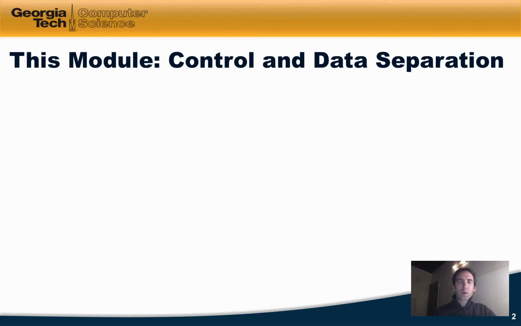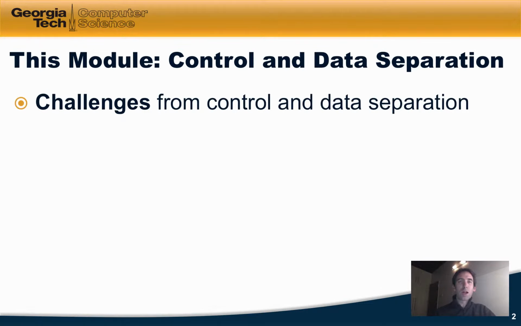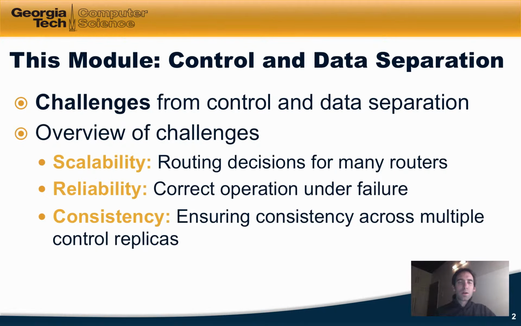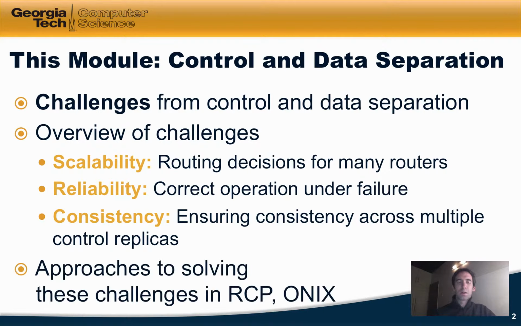In this lesson, we're continuing our discussion of the control and data plane separation, and in particular, we're talking about the challenges associated with separating the data and control planes. We'll overview several challenges associated with the separation of the control and data plane, including scalability, reliability, and consistency. And we'll talk about approaches to solving these problems in the form of two different systems, the routing control platform and ONIX.